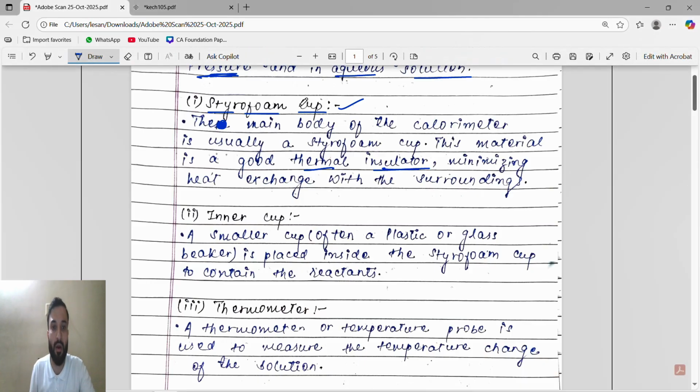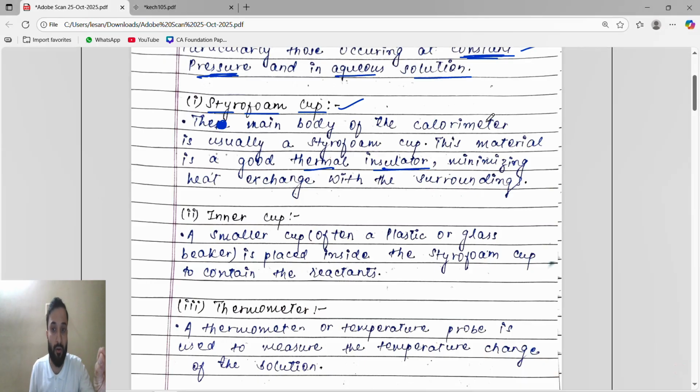The main body of the calorimeter is usually a styrofoam cup. This material is a good thermal insulator, minimizing heat exchange with the surroundings. So from system to surroundings no heat, and from surroundings to system no heat, because it is a thermal insulator.